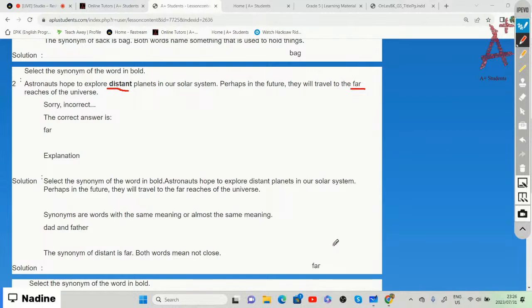And both of these words, far and distant, mean that it is not close. It is either very far, or we can say it is in the distant or in the distance.